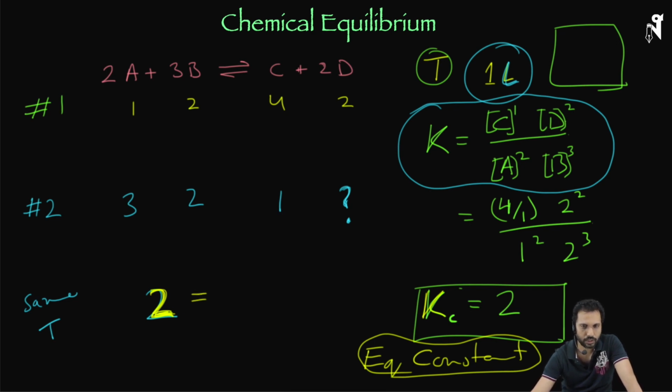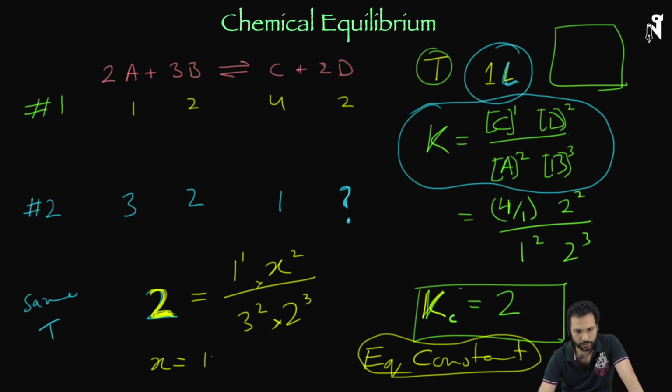So K value is 2 over here. C power 1, D power 2. C is given as 1, 1 power 1. D is to be known. So x square divided by your A is 3, 3 square, and your B is 2, so 2 cube. So that's the equation. You can easily cross multiply and get the answer. So in this particular case, the answer would be x is equal to, you have 2 square into 3, which is 12. So x is going to be 12 moles or 12 moles per liter. So that's your answer.